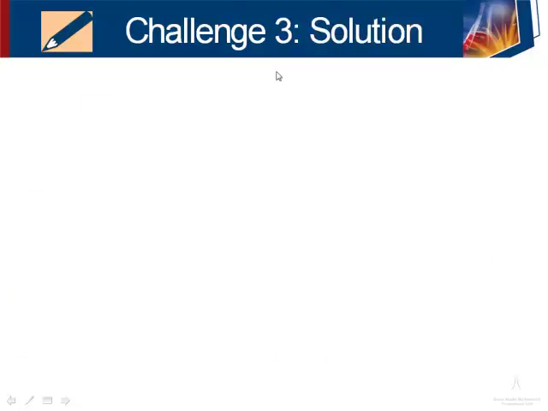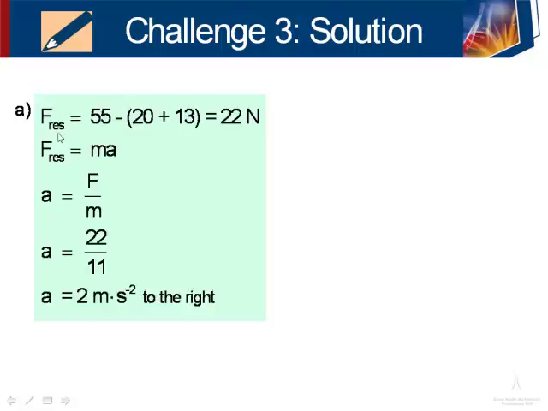Looking at challenge 3 and the calculation solutions. Calculation A. We're going to calculate the resultant force. We see that there is a 55 Newton applied force to the right, and that is, remember, choosing right as positive. To the left we have a 20 Newton frictional force and a 13 Newton applied force. Remember, these forces are negative because they're in the opposite direction to the 55. Therefore we see that the F res is 22 newtons.